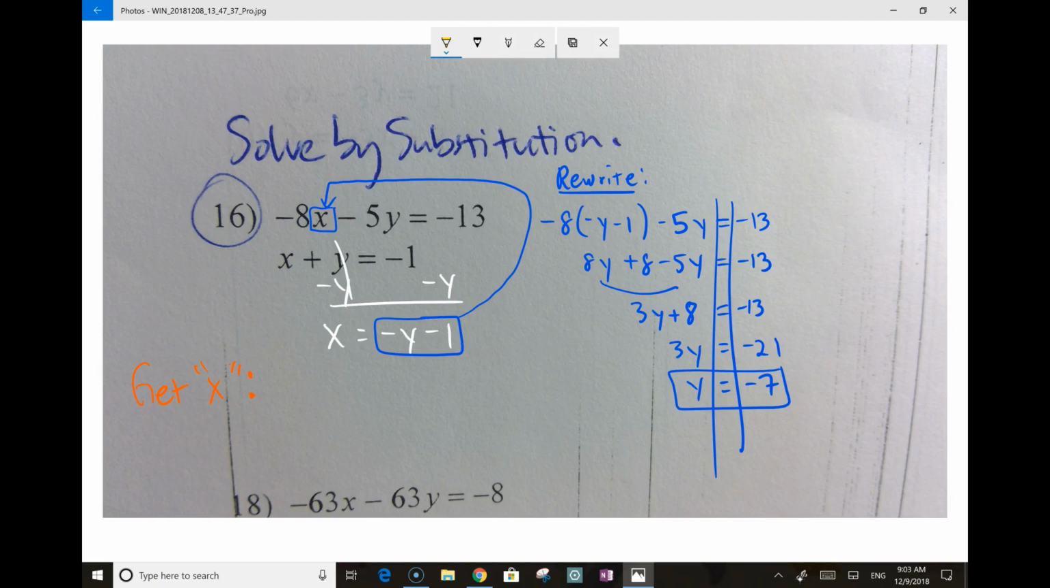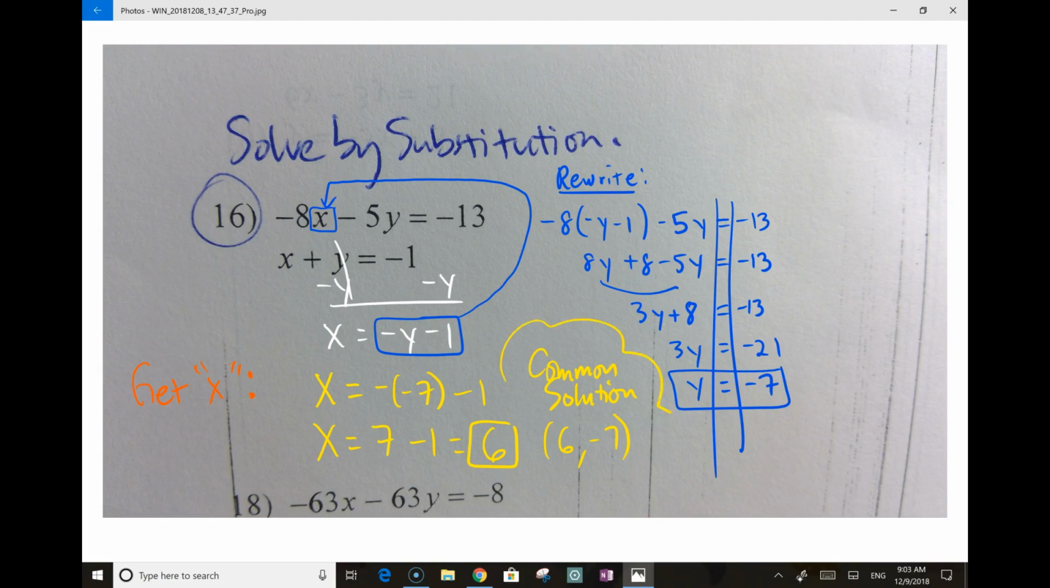Because my x is already set up right here to give me a value, all I have to do is take the negative 7 and drop it in. So x is negative 7 minus 1, which means I get negative 7 minus 1, which is negative 8. And so with that, I'm done. I can say my common solution is at, not negative 6. My common solution is at 6, negative 7. Okay? And with that, I'm done.